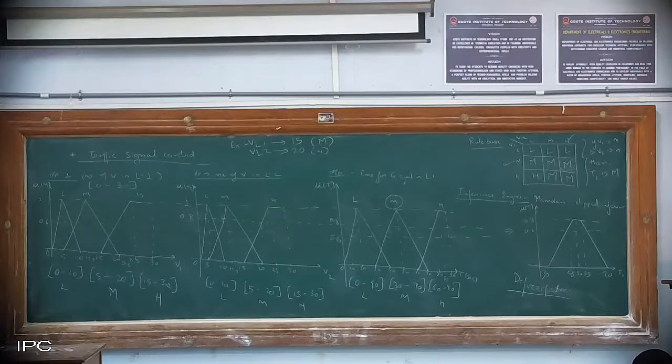But if it falls in this region, it will check the membership value. If it is exactly at the center, then the developer has to write a code for that also, whether it has to go for medium or high. And then it has to be altered according to the performance of the system. Okay.